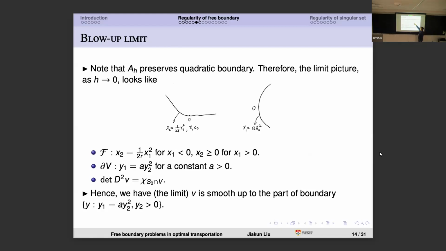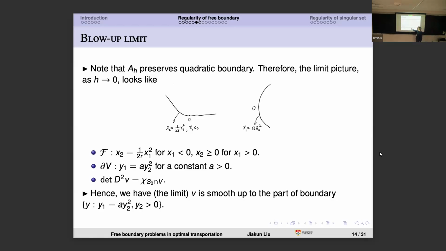So on the left-hand side, the free boundary will be exactly equal to the quadratic function. And for the target, because we're assuming the target is quadratic plus an extra term, in the limit profile we can prove the target again is exactly given by a quadratic function. And certainly the Monge pair will be determined: D²v equals a constant. That constant, inside the domain, equals 1, and outside equals 0. Okay. So that's the limit profile.